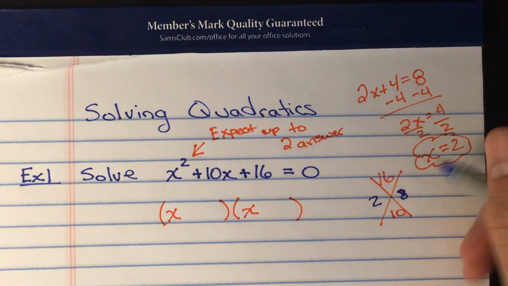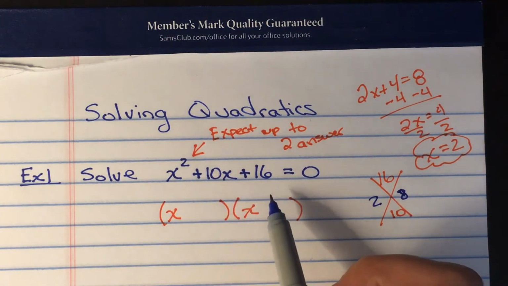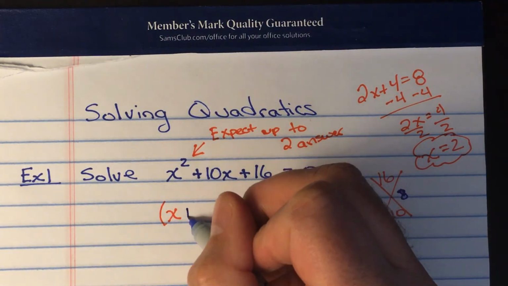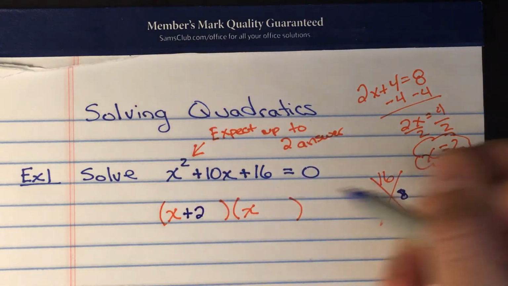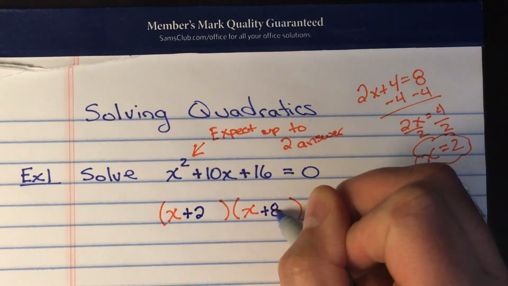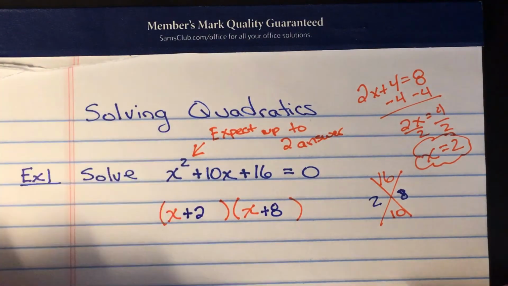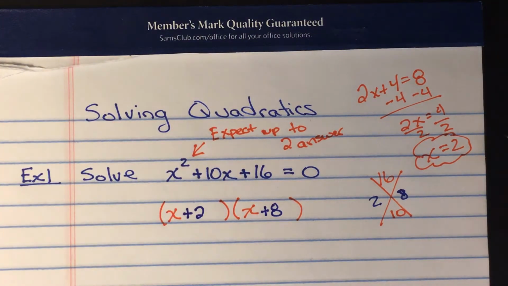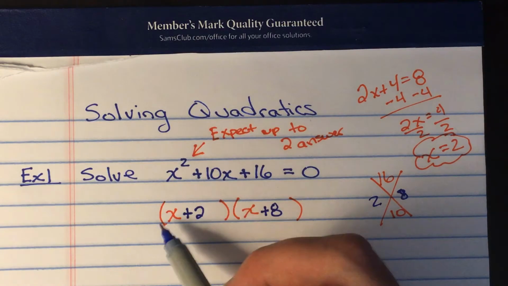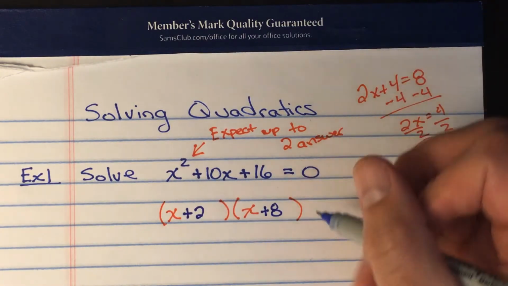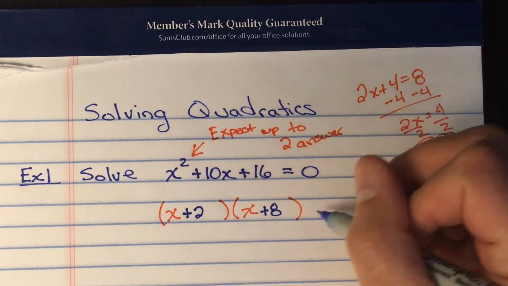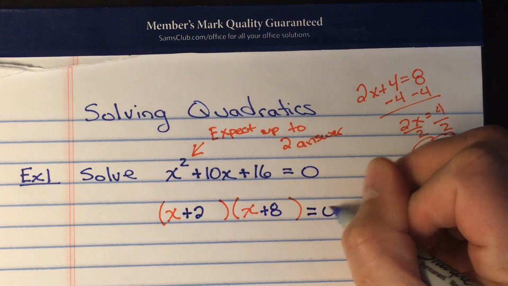And so what we can do is rewrite x squared plus 10x plus 16 by its factors, x plus 2 and x plus 8. This and this are the exact same things. There's no difference. It's just a different way of writing it. Remember, if we multiplied these out, we would get that trinomial. And this was equal to 0, so I'm going to rewrite this equal to 0.